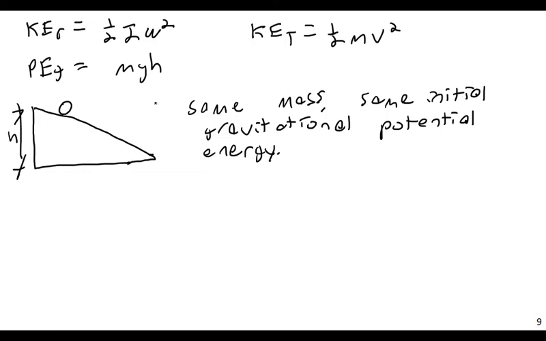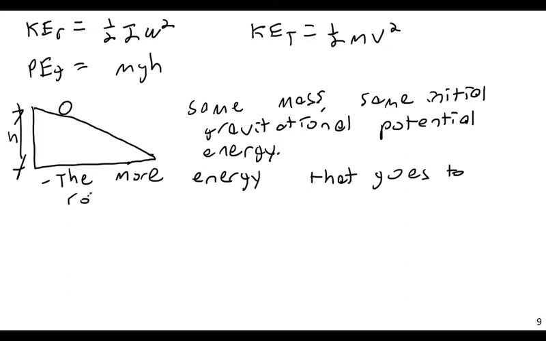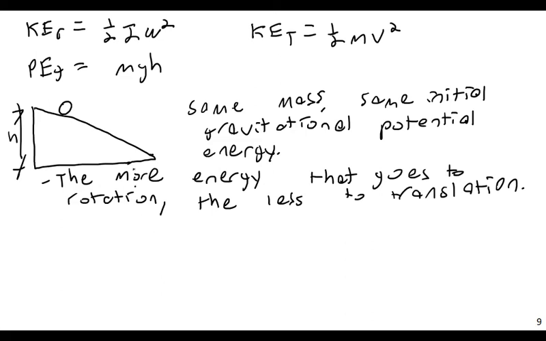And since both of these will be equal to mgh, I am limited here in the sense that I only have so much energy. So the more energy that goes to rotation, the less is available for translation. And what determines rotation? Well, rotation is determined by I.